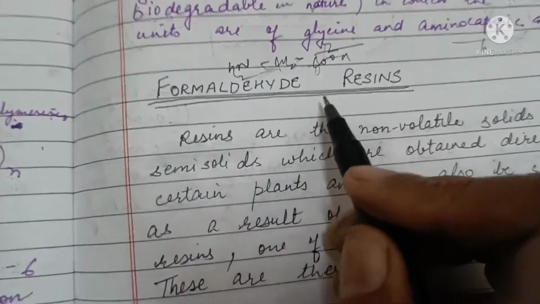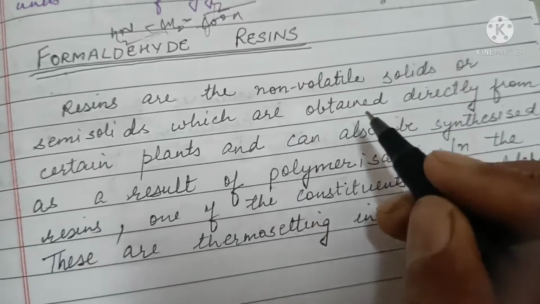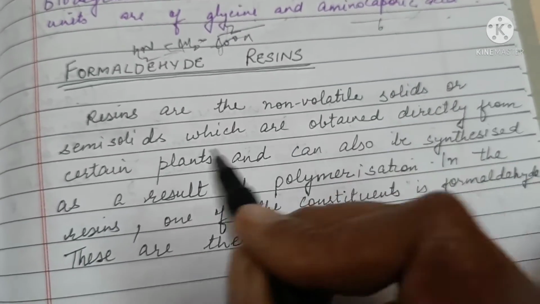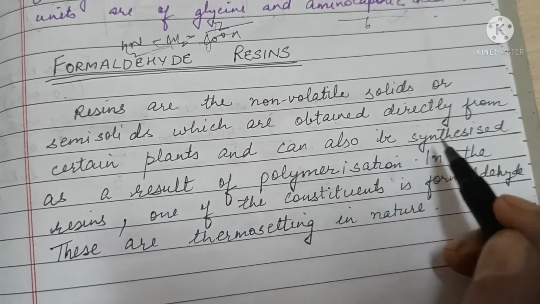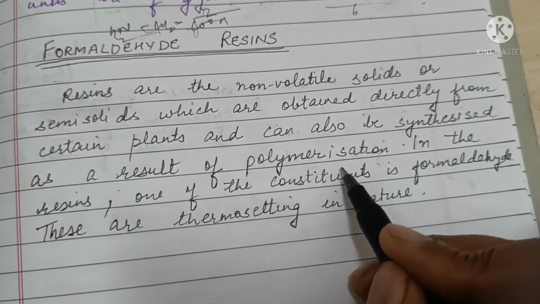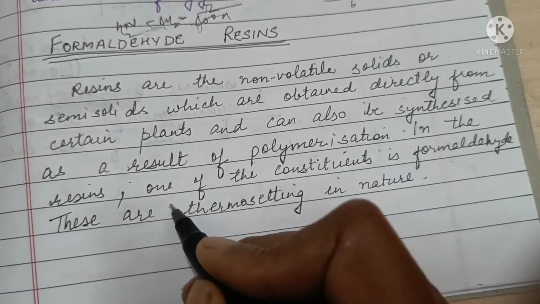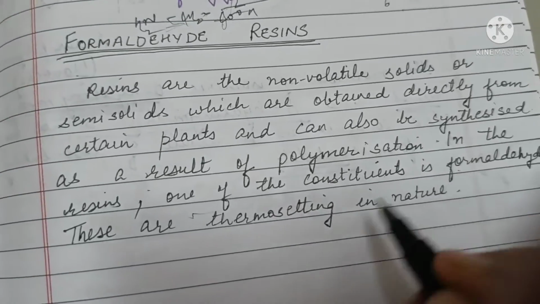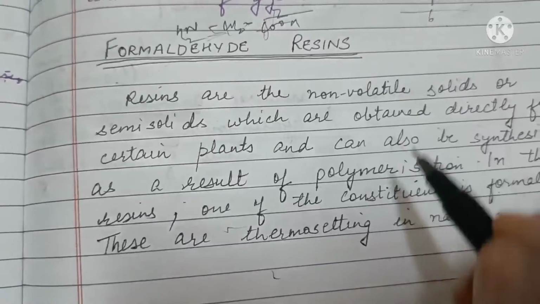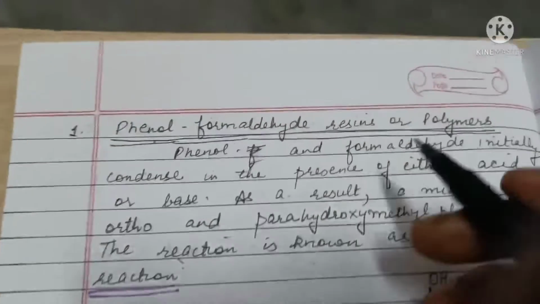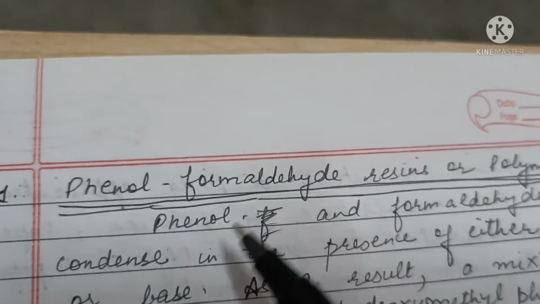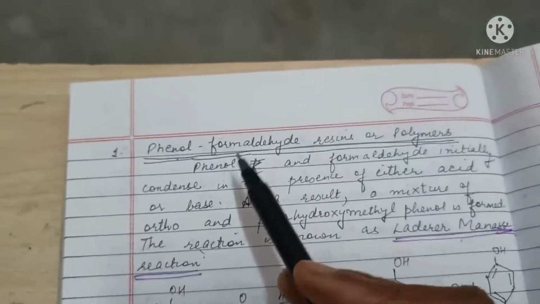Next is formaldehyde resins. Resins are non-volatile solids or semi-solids which are obtained directly from certain plants and can also be synthesized as a result of polymerization. One of the constituents is formaldehyde, so they are called formaldehyde resins. These are thermosetting in nature. We have 3 formaldehyde resins: phenol formaldehyde, then melamine formaldehyde, and urea formaldehyde.